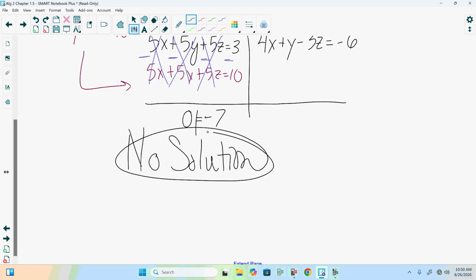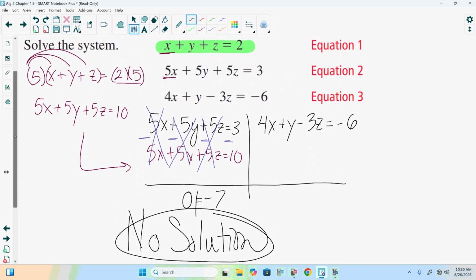no solution. What that's telling us is that those two original equations are parallel to each other. So equation 1 and equation 2 are parallel to each other. They will never cross. They will never intersect, which means we will not have a point or line that all three will share. So as soon as we get a false statement, it's no solution. We're done. We don't even have to worry about the rest of it or the other equation. It's no solution.